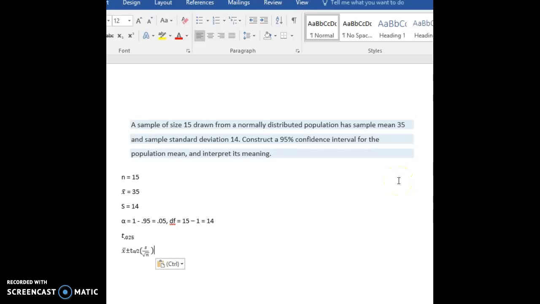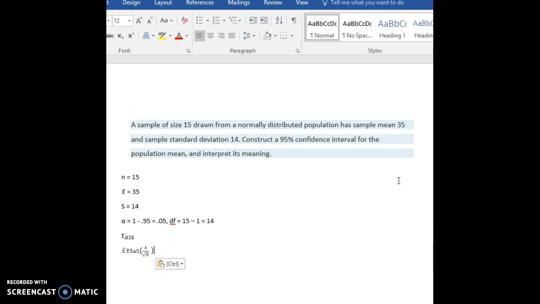Okay, so let's make a confidence interval for the following example. A sample of size 15 drawn from a normally distributed population has sample mean 35 and sample standard deviation 14. Construct a 95% confidence interval for the population mean and interpret its meaning.